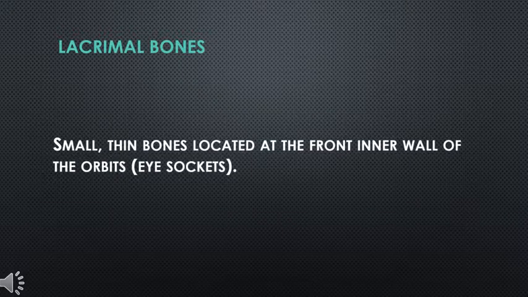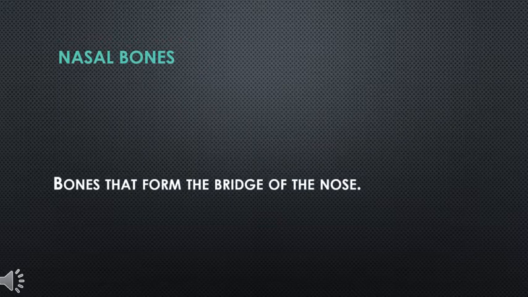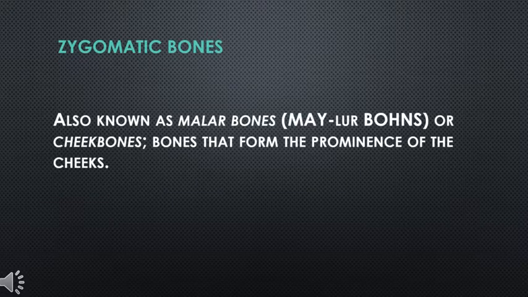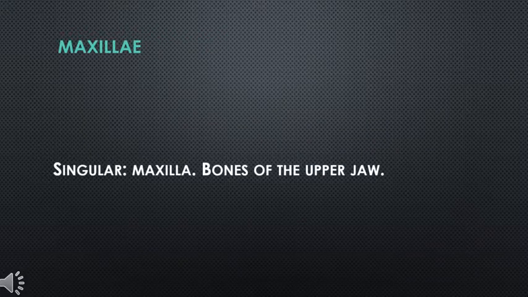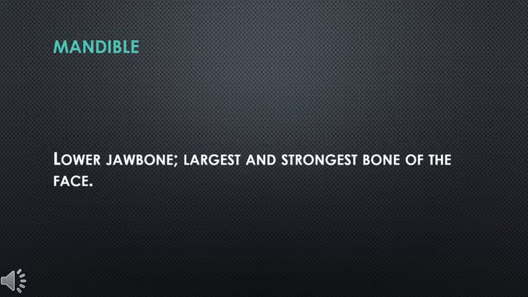Lacrimal bones. Small, thin bones located at the front inner wall of the orbits, eye sockets. Nasal bones. Bones that form the bridge of the nose. Zygomatic bones. Also known as malar bones or cheek bones, bones that form the prominence of the cheeks. Maxillae. Singular, maxilla. Bones of the upper jaw. Mandible. Lower jaw bone, largest and strongest bone of the face.